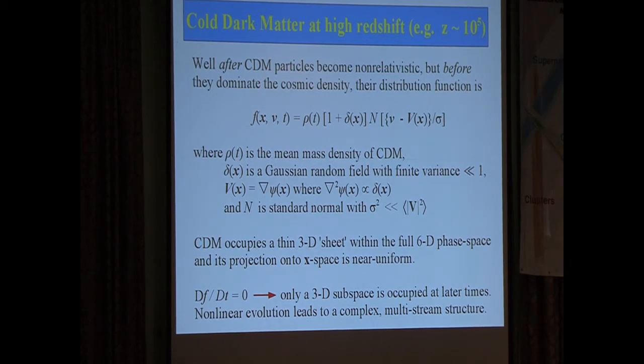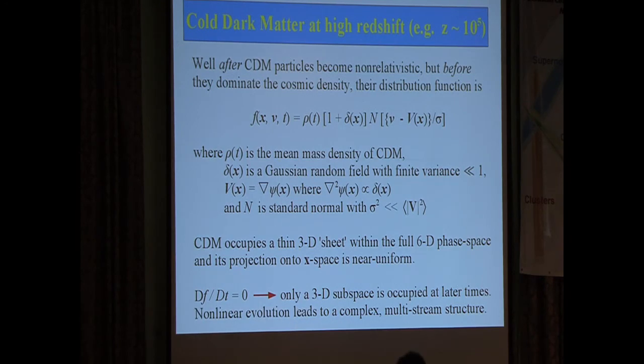Now the evolution equation for a collisionless set of particles is the collisionless Boltzmann equation, which says following any orbit of any particle, the phase space density is conserved. So this means at any later time, under completely general evolution, the cold dark matter still only occupies a three-dimensional subspace of phase space. But because of nonlinear evolution, the structure of this three-dimensional subspace becomes very complicated.